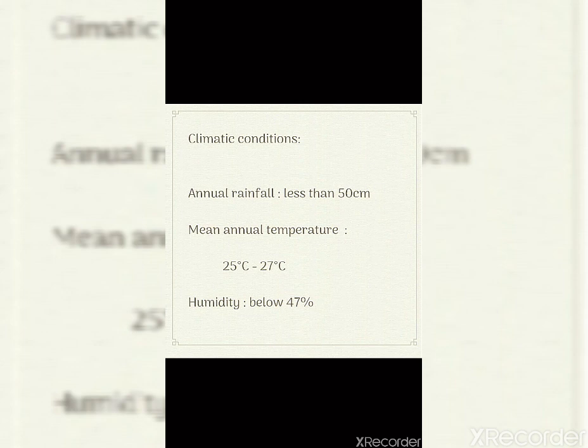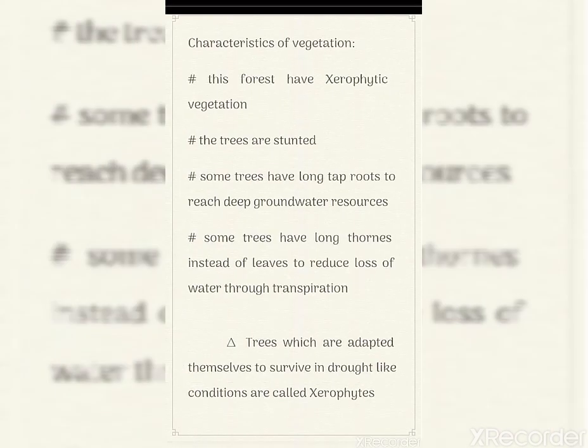Climatic conditions existing in tropical desert forests are annual rainfall less than 50 centimeter, mean annual temperature 25 degrees Celsius to 27 degrees Celsius, humidity below 47%. Main characteristics of the vegetation are these forests have xerophytic vegetation. Xerophytic vegetation means they are adapted to the dry condition or drought condition of that region. As the desert region has paucity of rainfall, they have xerophytic vegetation.